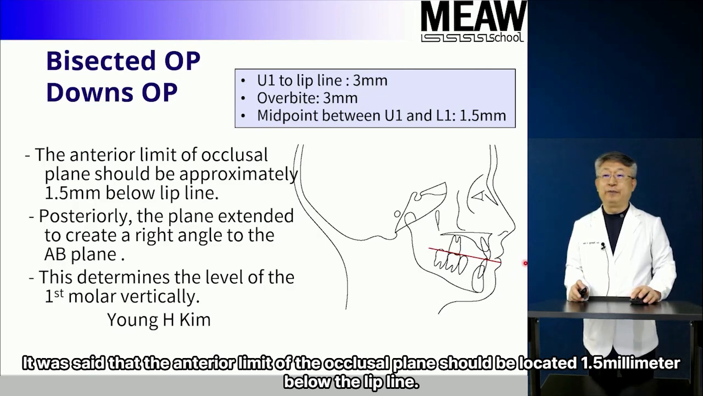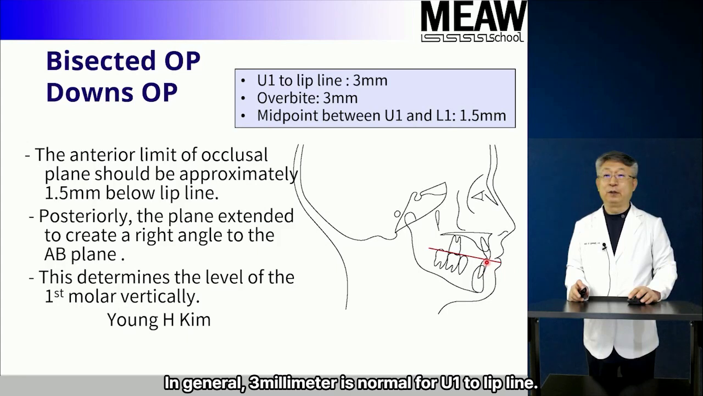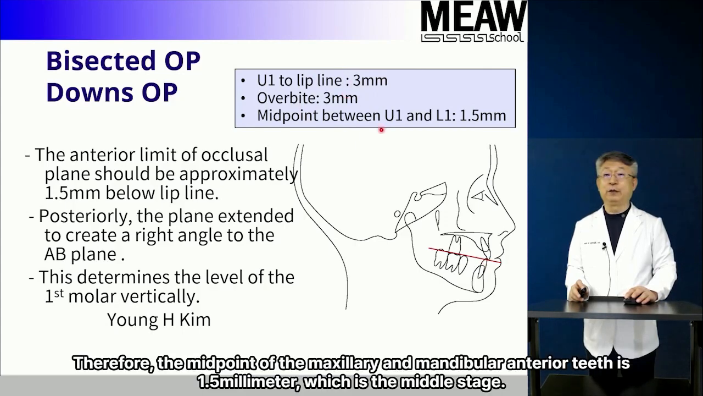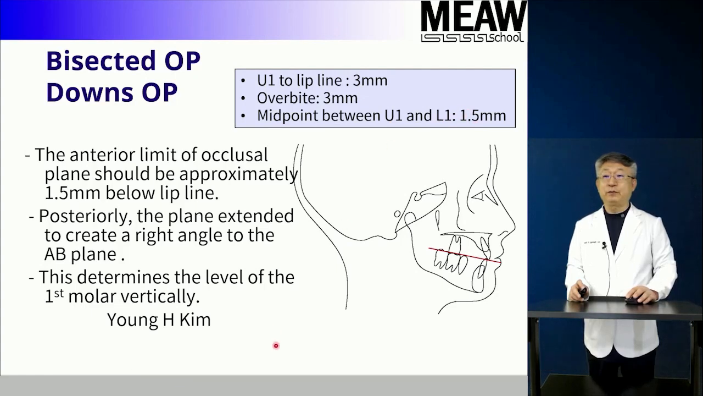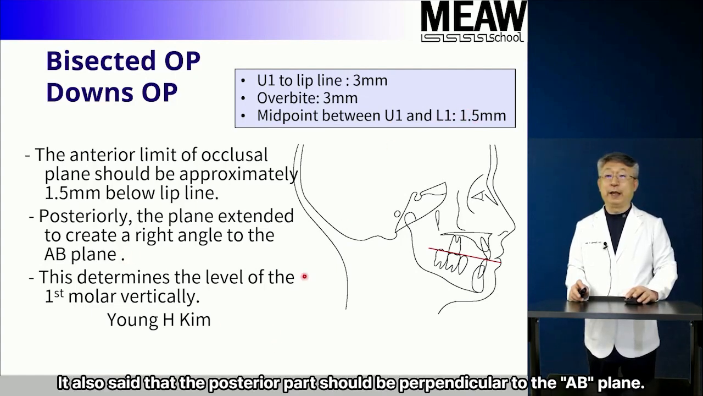It was said that the anterior limit of the occlusal plane should be located 1.5 mm below the lip line. In general, 3 mm is normal for the incisor to lip line. The normal overbite is also 3 mm. Therefore, the midpoint of the maxillary and mandibular anterior teeth is 1.5 mm, which is the middle stage. It also said that the posterior part should be perpendicular to the AB plane.